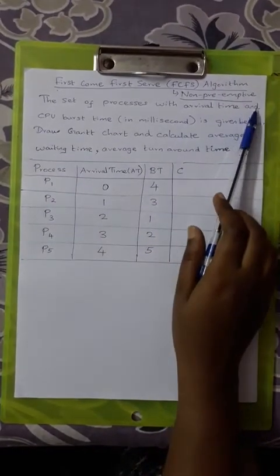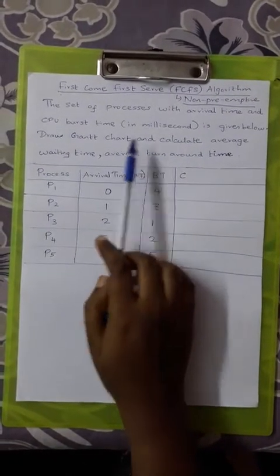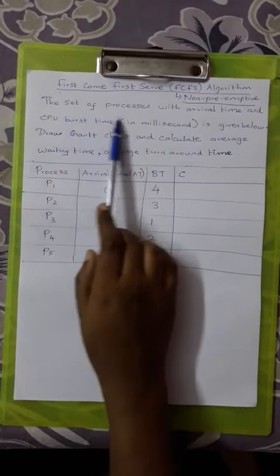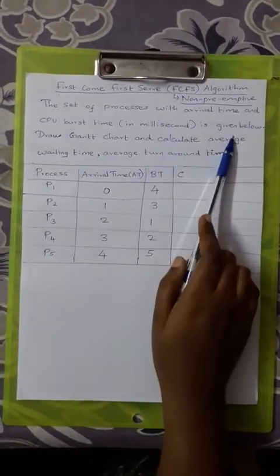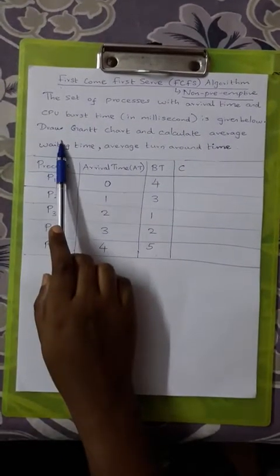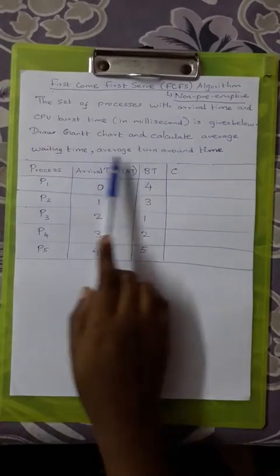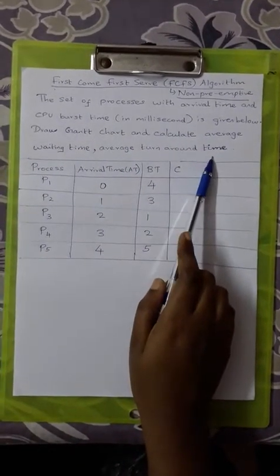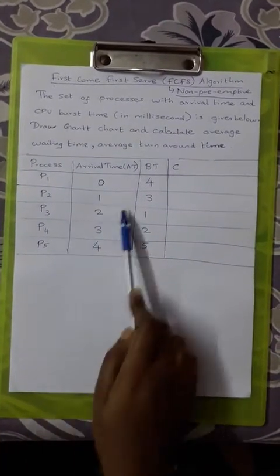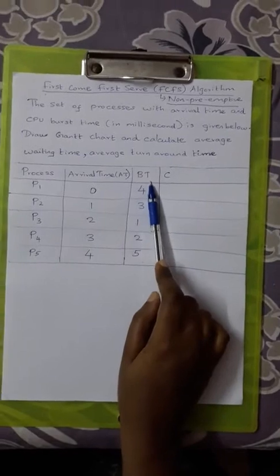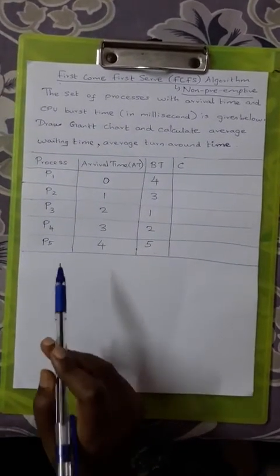That is non-preemptive algorithm. The problem based on this algorithm will be like this. That is, in the question, the set of process with arrival time and CPU burst time in millisecond will be given like this. And we have to draw Gantt chart and calculate the average waiting time and turnaround time. Like this question will be given, and a table showing the different process and its arrival time, and BT is the burst time, will be given like this. Okay. So for this we have to draw Gantt chart.